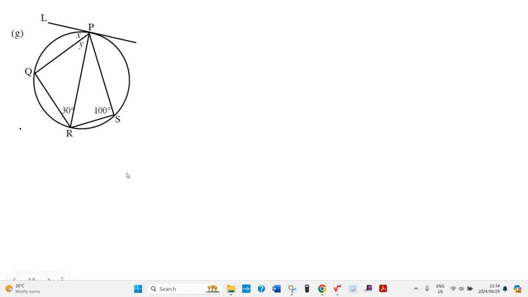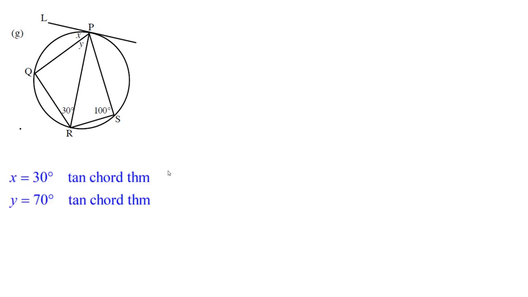Okay, let's look at question G here. More of the tan chord theorem. Well, that's 30 degrees. There's the angle between the tangent and the chord, x. It's got to equal 30 degrees, tan chord theorem. And now x plus y, if that's 30 degrees, this has got to add up to, y's got to be 70 degrees. Gee, it looks like we did one just like it, tan chord theorem.